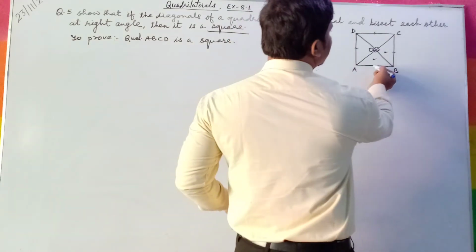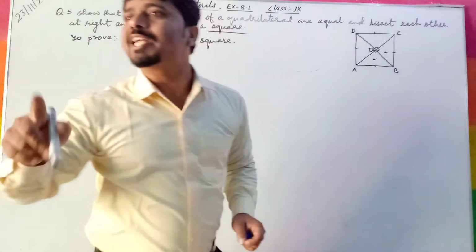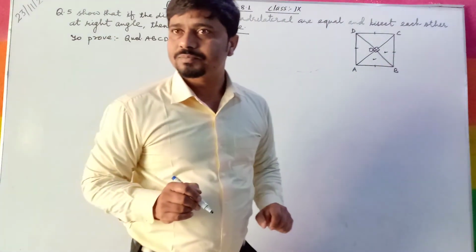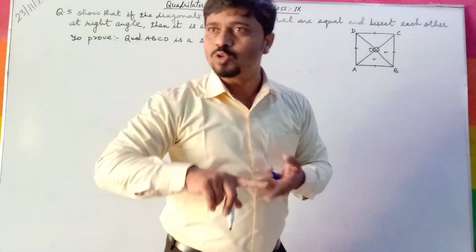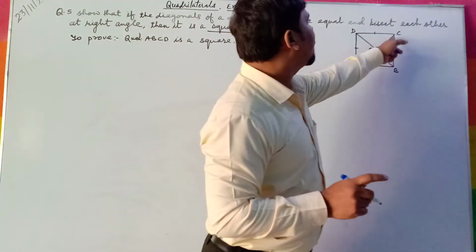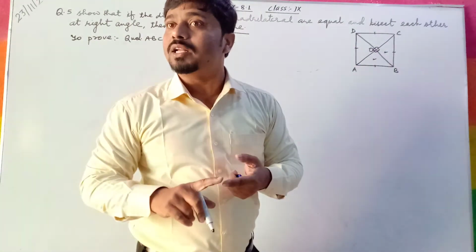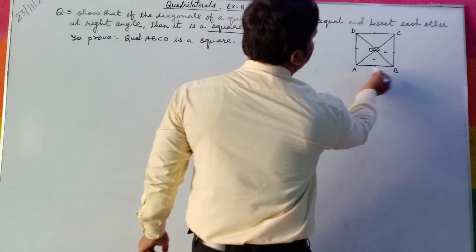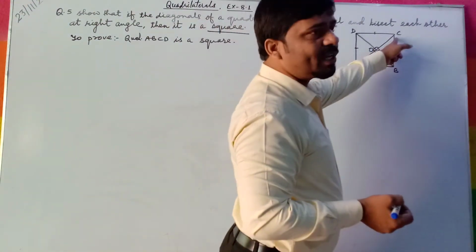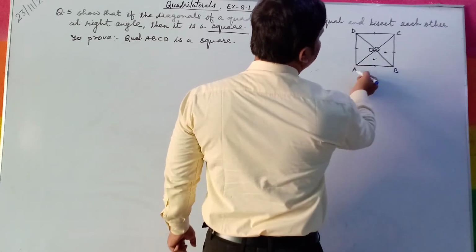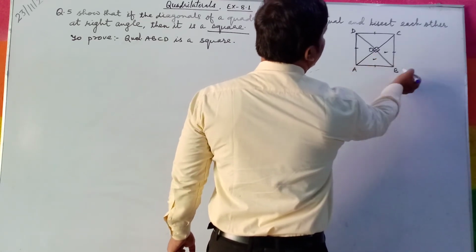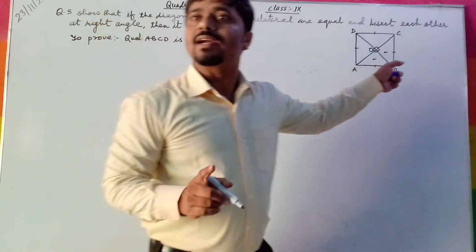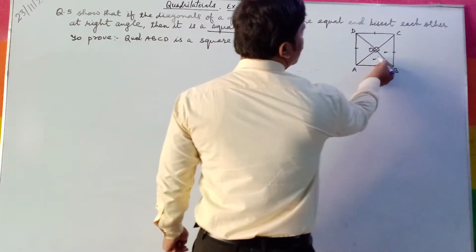So all sides are equal means we need to prove a pair of adjacent sides equal first. The pair of adjacent sides are AB and BC. If you prove AB equal to BC, then you can say the remaining pairs of adjacent sides will also be equal in the same way. Yes or no? So first we prove AB equal to BC, and for that you can see the triangles AOB and BOC. So we will prove these two triangles congruent first. How will you prove these two triangles congruent?